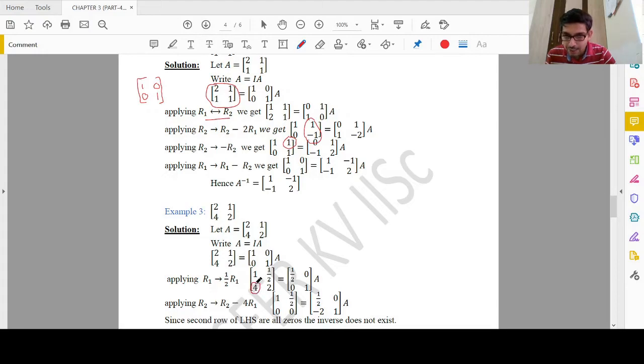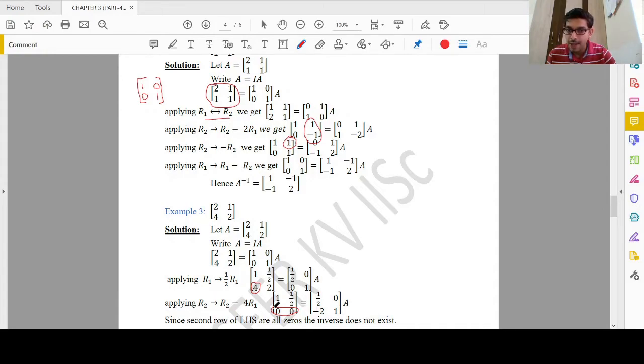Now here 4 is there, so I should get 0. In order to get 0, I will change the second row to second row minus 4 times first row, because 4 is here. So R2 changes to R2 minus 4 R1. So it will become 4 minus 4, so it will become 0. Now you see that when we apply this transformation, the second row completely becomes 0.